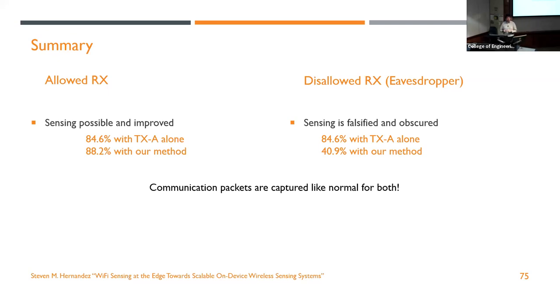Now, one of the important things is this is all about communication systems. This is something that's going to be leveraged potentially in real world systems. Communication packets do not look any different. They act exactly like normal, even though we're switching which antenna is transmitting.